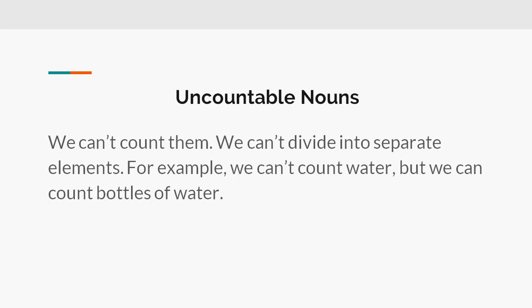Uncountable nouns, on the other hand, these are things that we cannot count. We can't divide them into separate elements. For example, we can't count water, but we can count bottles of water. So, for example, you may have 2 bottles of water, 3 bottles of water, 4 bottles of water, a container of water, and so on.